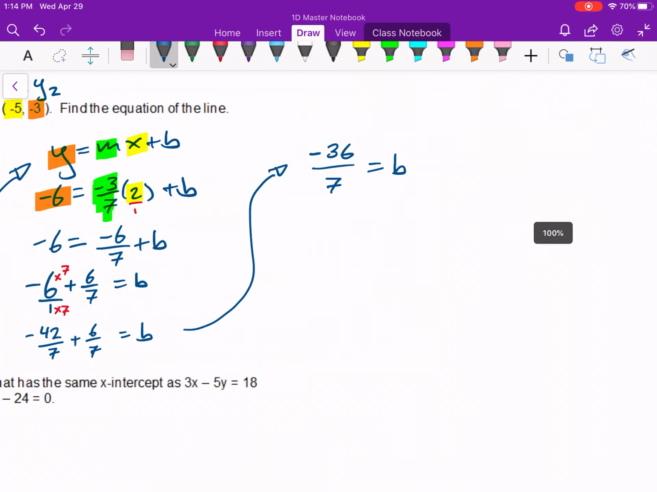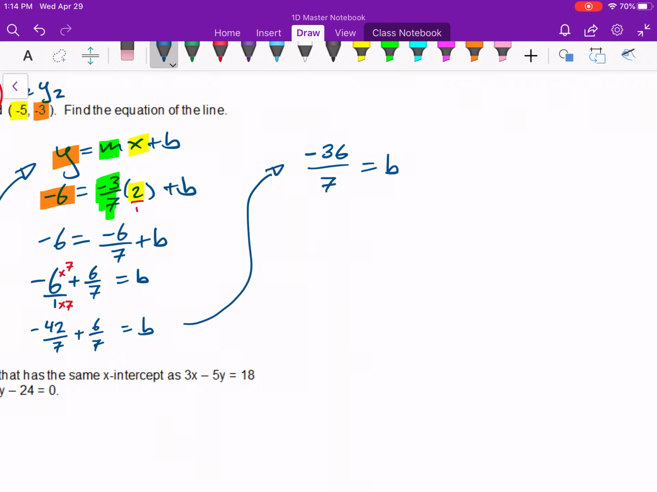But if you like mixed fractions, I could rewrite it as 7 goes into 36 5 times with 1 left over, and it was negative, so I could put that minus sign out front. So that's another way of writing it. Negative 36 over 7 is the same as negative 5 and 1/7. Either way, that is my b, my y-intercept.